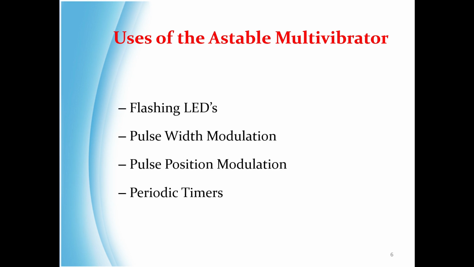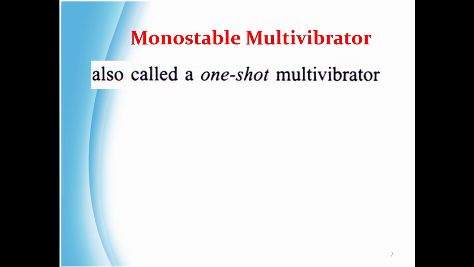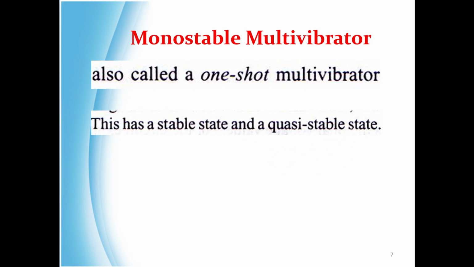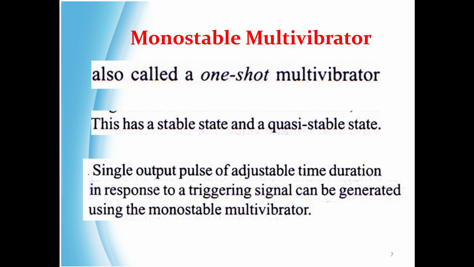Uses of the astable multivibrator: flashing LEDs, pulse width modulation, pulse position modulation, periodic timers. Next we shall focus on monostable multivibrator, also called a one-shot multivibrator. This has a stable state and a quasi-stable state. Single output pulse of adjustable time duration in response to a triggering signal can also be generated using the monostable multivibrator.